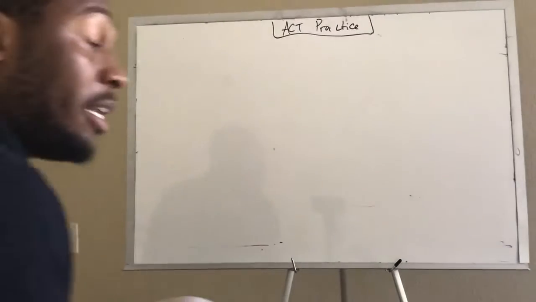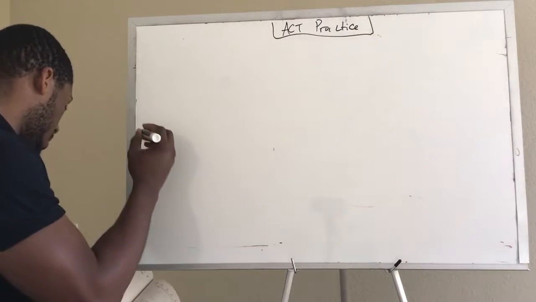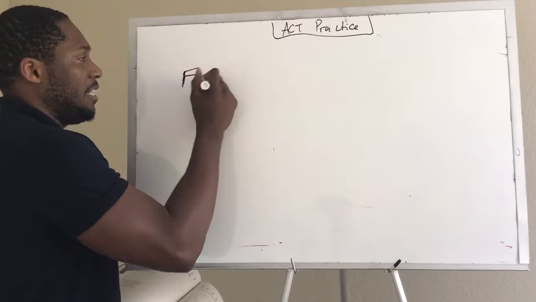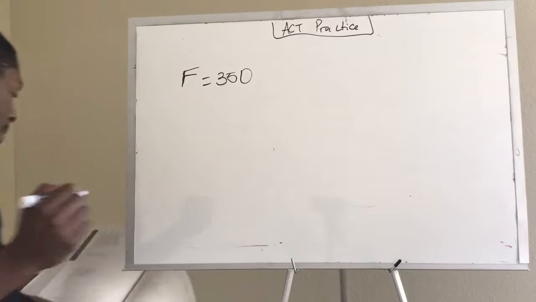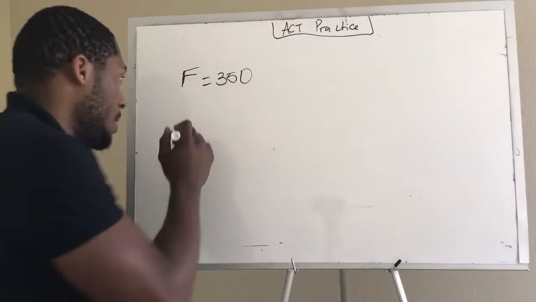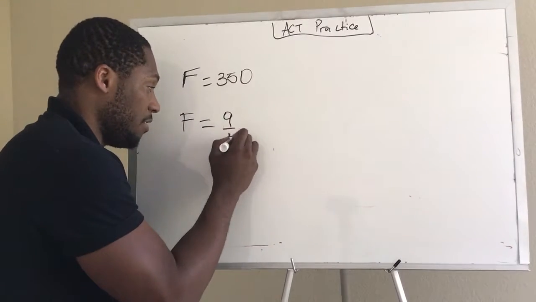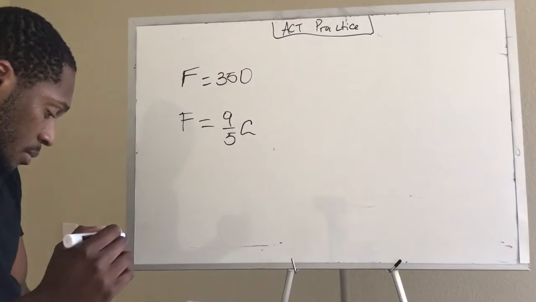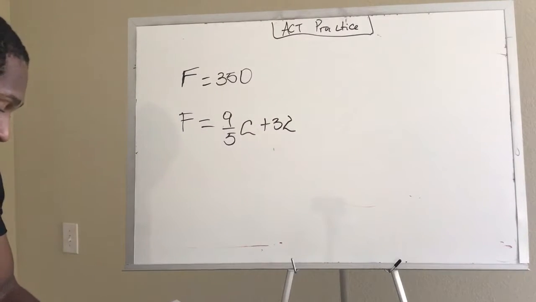So basically, what they asked us is, what's the temperature they should set the oven? So F, degrees Fahrenheit, is 350 degrees. That's how she needs to bake the cake, and we have a formula F that's equal to 9/5 C plus 32.